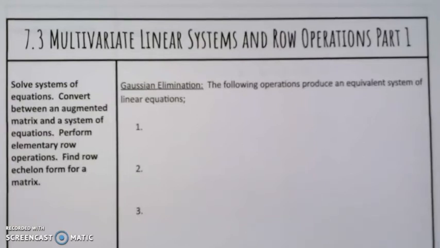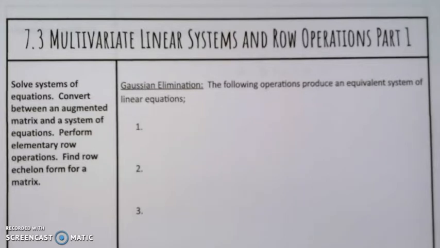All right, 7.3 part 1, starting on page 166 of your notes packet. Our first objective is to solve systems of equations by converting between an augmented matrix and a system of equations, and to perform elementary row operations, find row echelon form for a matrix. So what does all that mean?